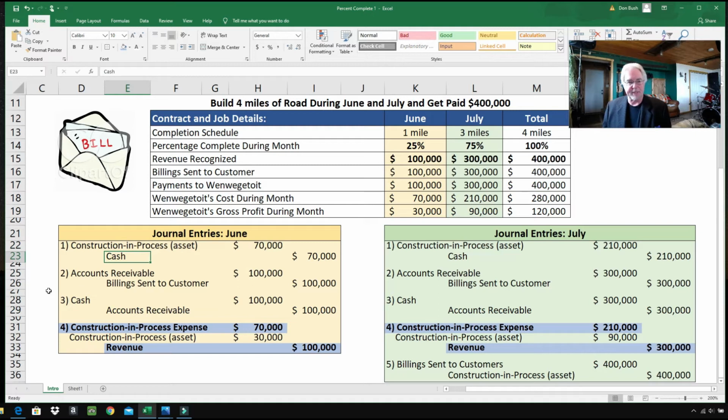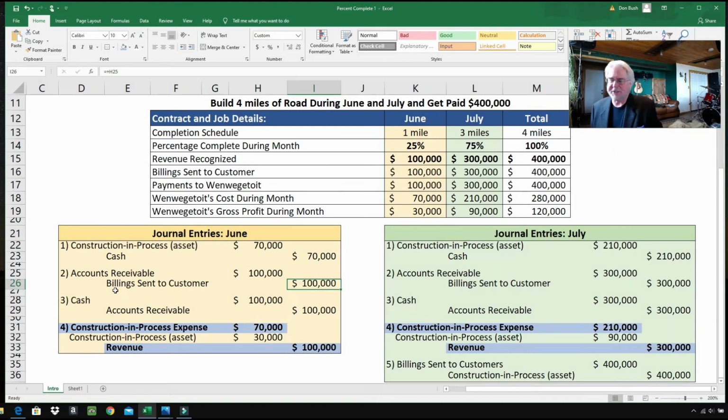The second entry represents a bill that was sent to the customer. I've got right here, billing sent to customer, $100,000. So we're going to debit accounts receivable for $100,000 and credit billing sent to customer for $100,000. This billing sent to customer is not revenue. Usually we would credit revenue, but this is not revenue. It's kind of a strange account that's only used in this percentage of completion method. So anyways, send a bill to the customer for $100,000. This is the journal entry that you do.